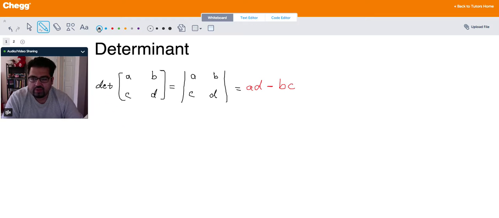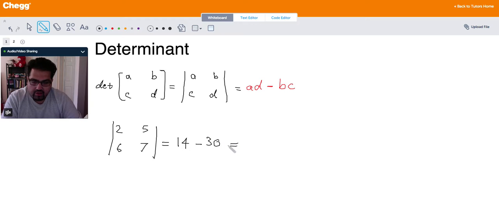So let's start with an example of 2 by 2, and then we are going to move on to the 3 by 3. The example is 2, 5, 6, 7. So it's going to be 2 times 7, which is 14, minus 5 times 6, which is 30. Then 14 minus 30 is negative 16, and that's the value of the determinant. So the determinant can be 0, or a positive or negative number.